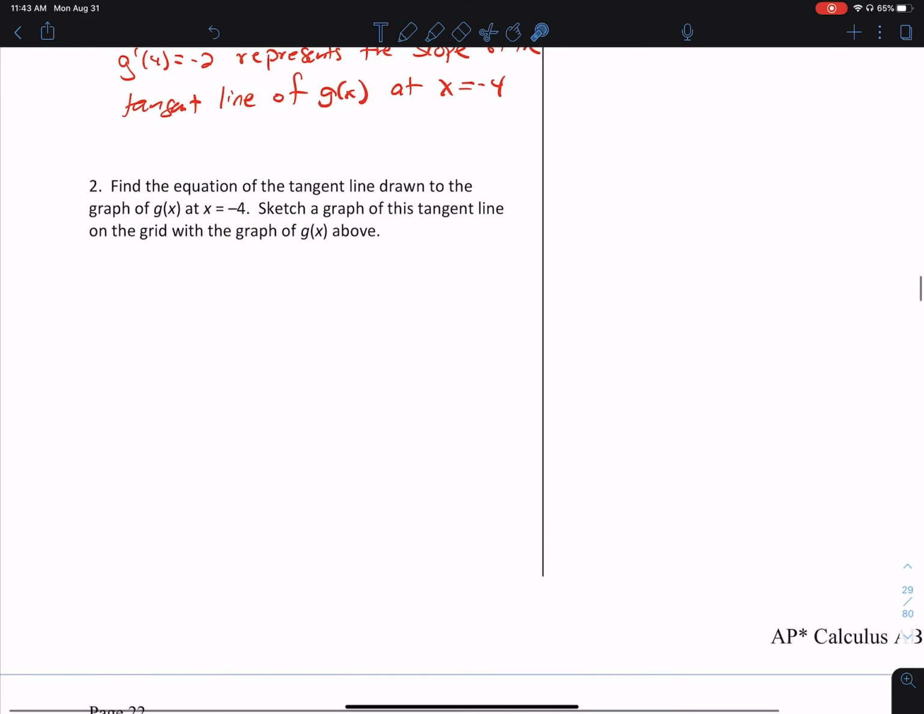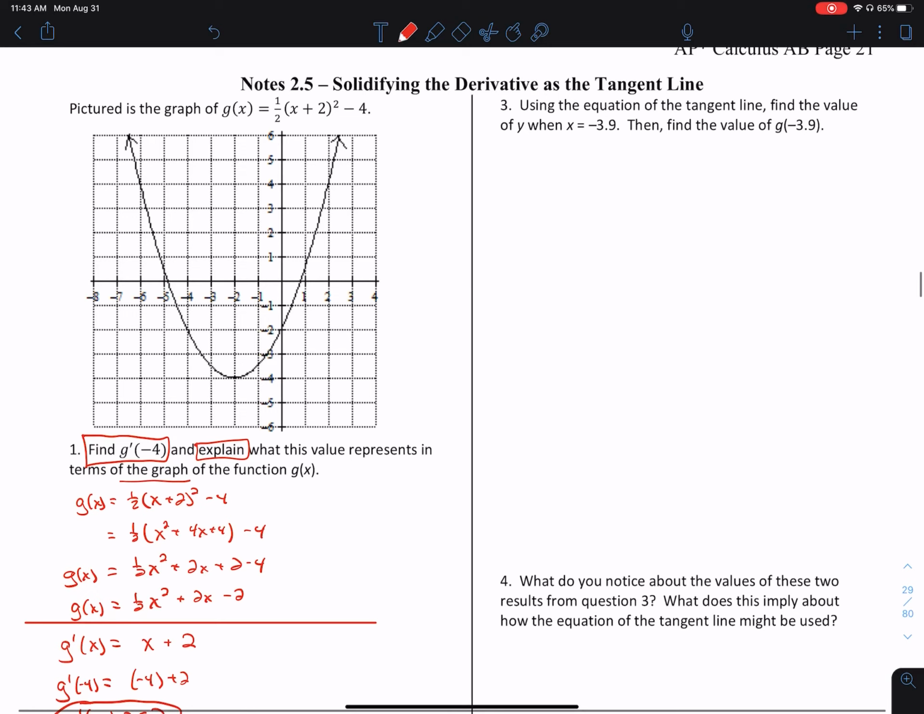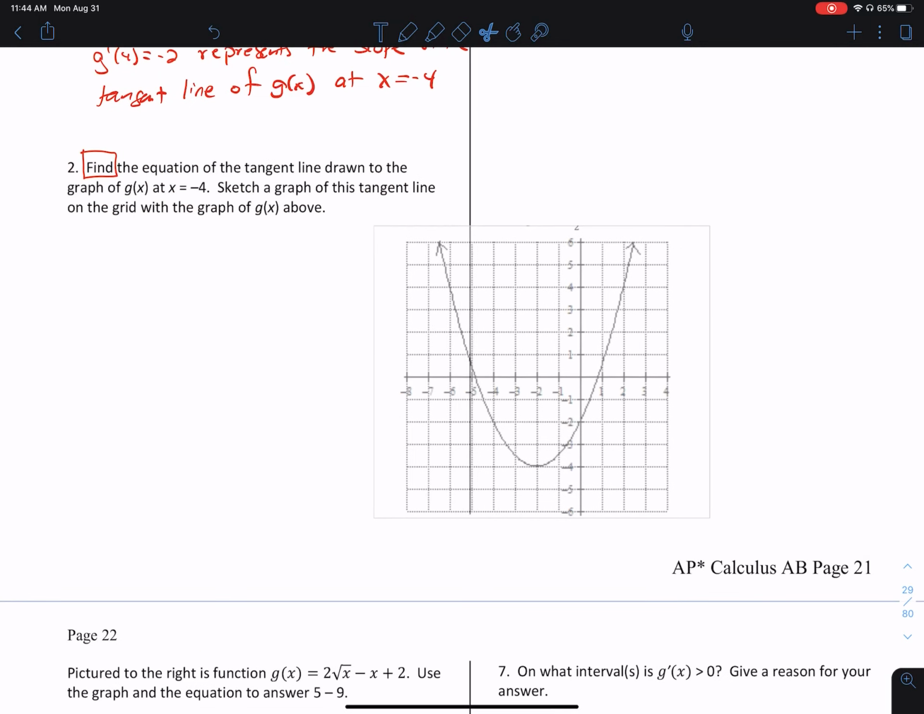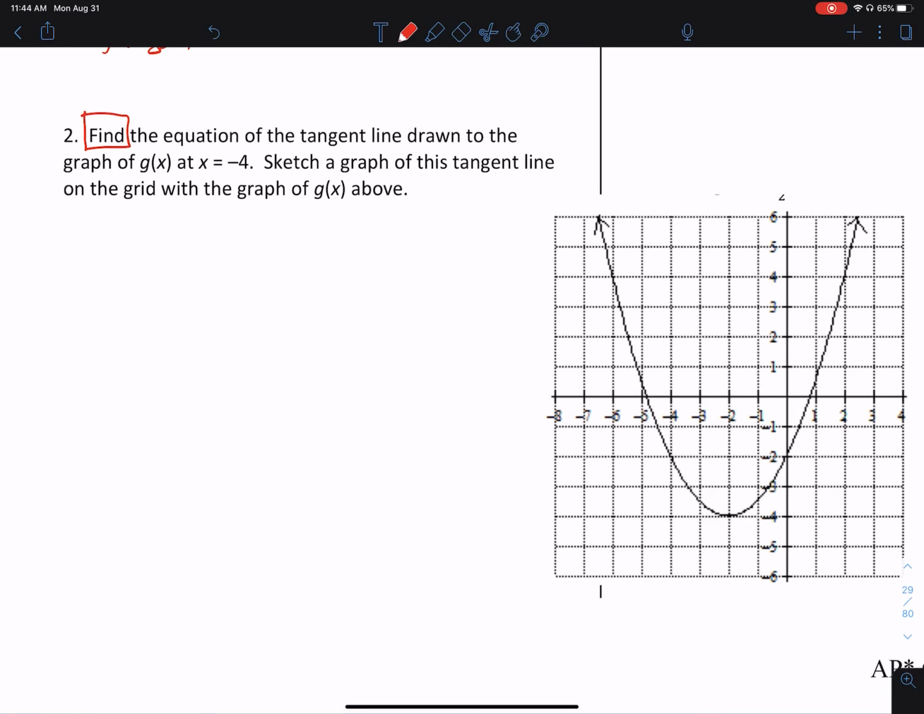Number 2, find the equation of the tangent line drawn to the graph of g of x at x equals -4. Sketch a graph of this tangent line on the grid above. I'm just going to bring this down here so I can see it. You don't need to redraw this down here. Just want to be able to see it when I'm doing this problem. So in order to make the equation of a tangent line, I need a point of tangency, I need a slope of tangency, and then I can make the tangent line.